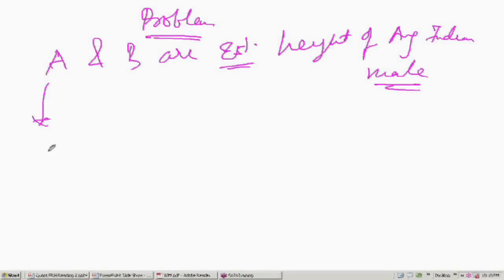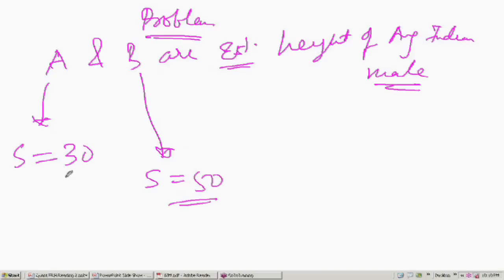So they are estimating the height of the average Indian male. A is using a sample size of 30, and B is using a sample size of 50. I will say N of A is 30 and N of B is 50.